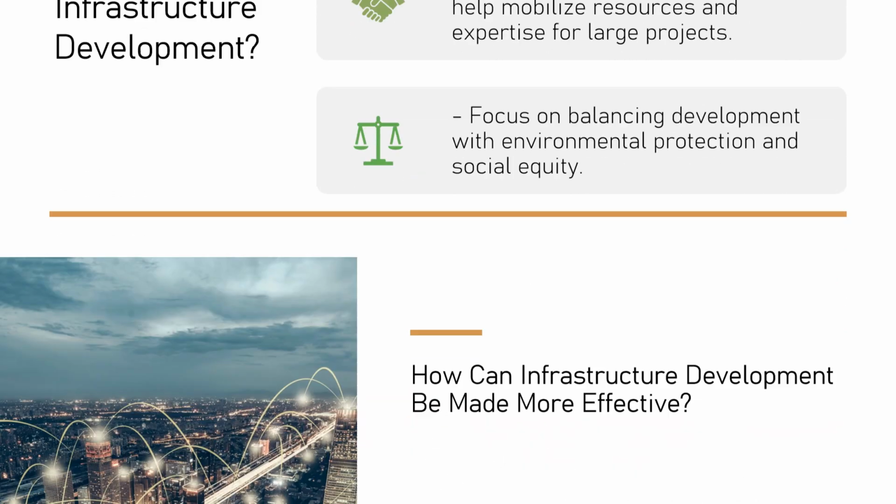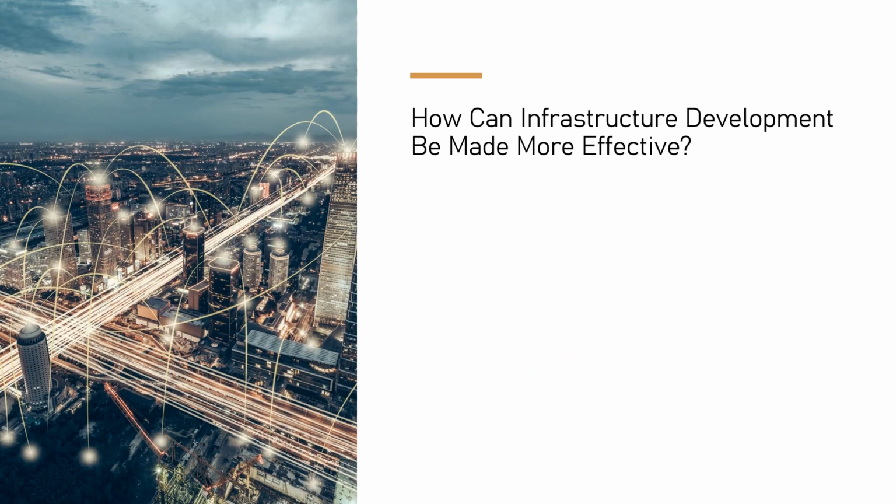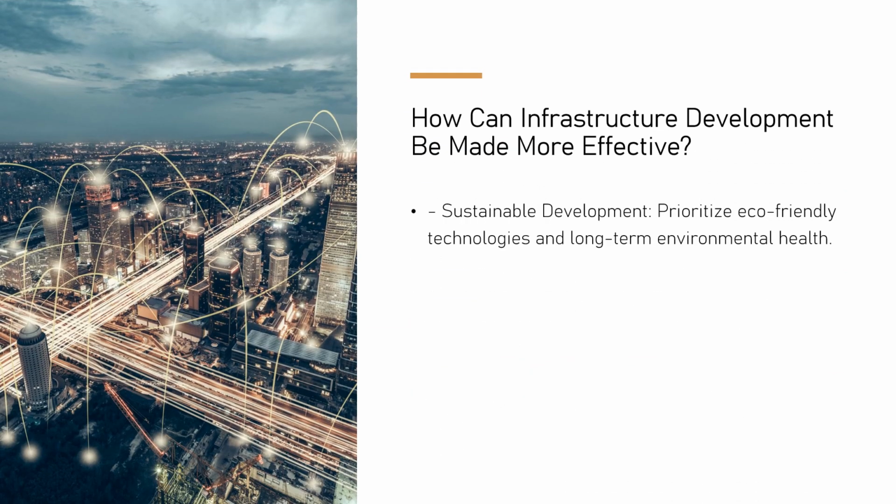How can infrastructure development be made more effective? Sustainable development. Infrastructure development should prioritize sustainability. Projects must be designed with the long-term health of the environment in mind. Investing in green technologies like solar energy, electric vehicles, and eco-friendly transportation systems can ensure that economic growth is not achieved at the cost of environmental degradation.